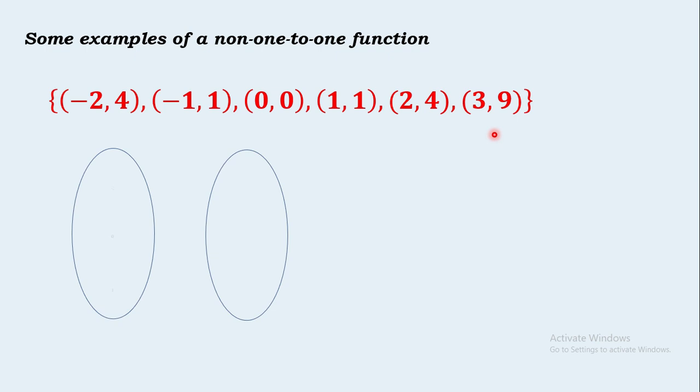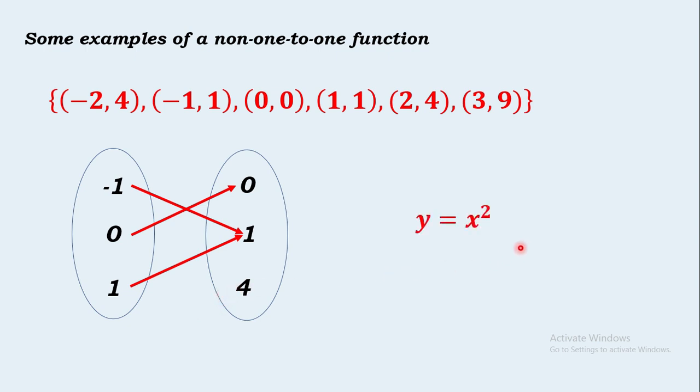Another is this diagram. We have this domain: negative 1, 0, 1, and the range: 0, 1, and 4. If we look at the arrows, negative 1 is paired to 1, 0 is paired to 0, and 1 is paired to 1. So our 1 in the range is paired more than once in the domain, which are negative 1 and positive 1. So this is not a one-to-one function.